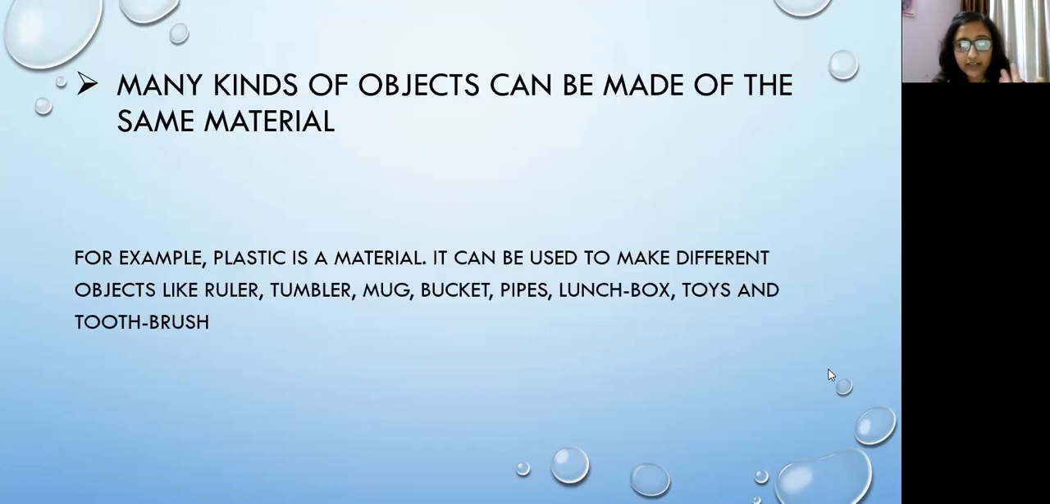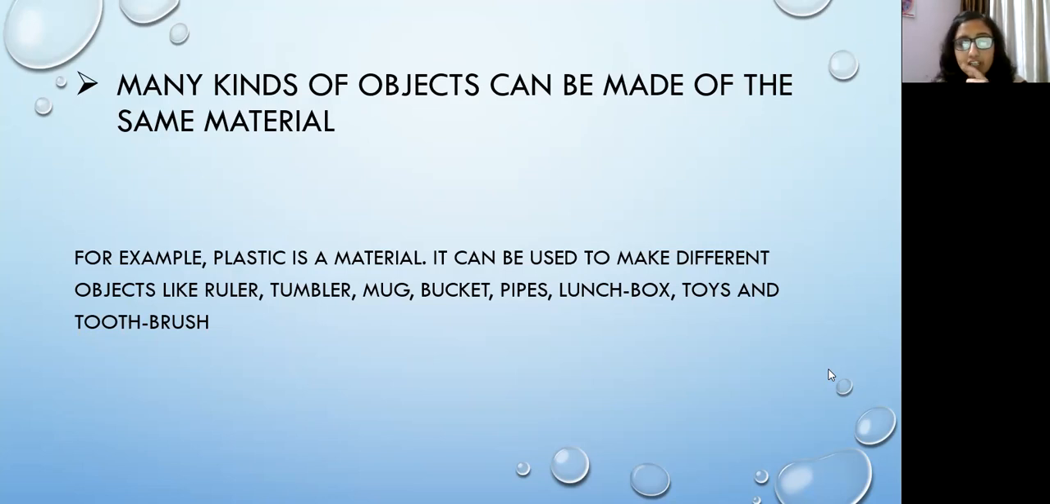Then the second one is, many kinds of objects can be made of the same material. Okay. Now what is being said here? Different objects, various objects can be made of a single material or the same material. So, for example, plastic is a material. We all know this. Plastic is a man-made material. Just now, I explained it to you.